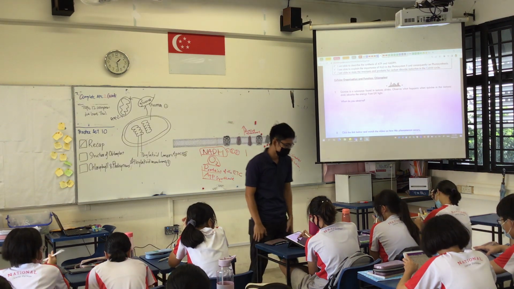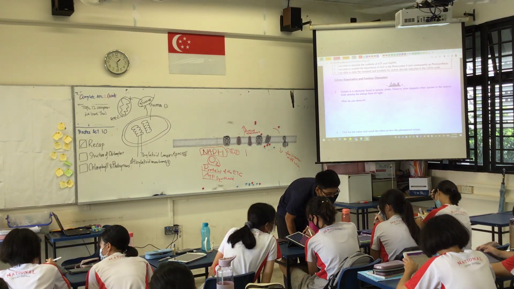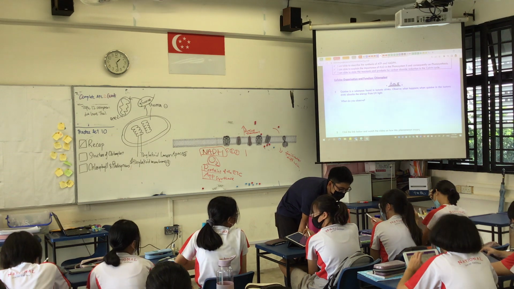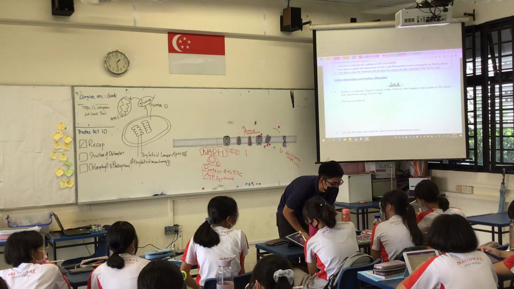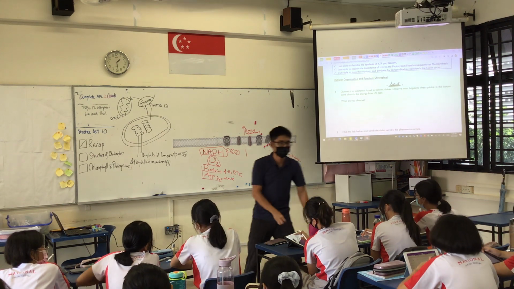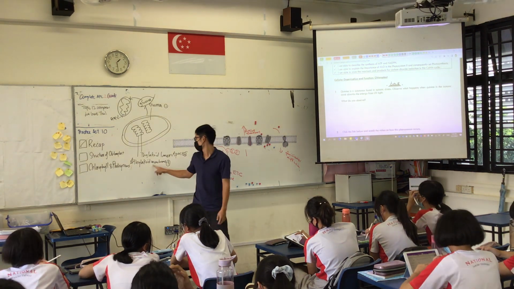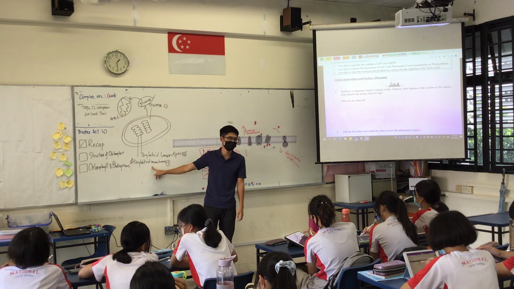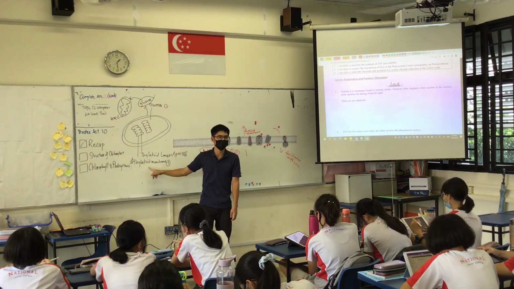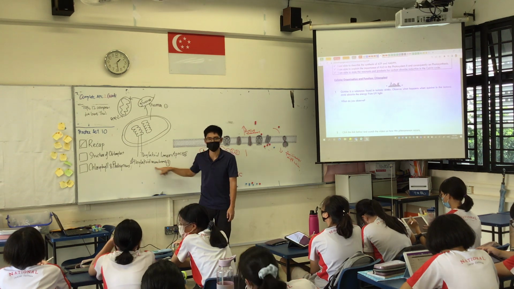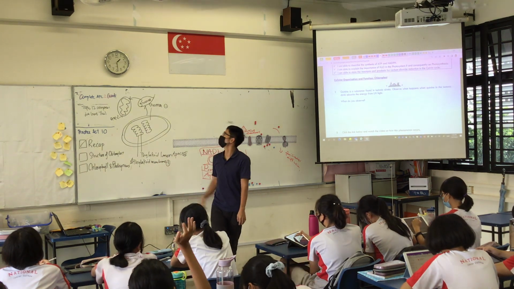Yes? Chlorophyll is found on the membrane. Thylakoid membrane. No, not on the outer or inner, just on the thylakoid. Okay, this is where you find chlorophyll on the membrane itself. We'll look at it in a while.